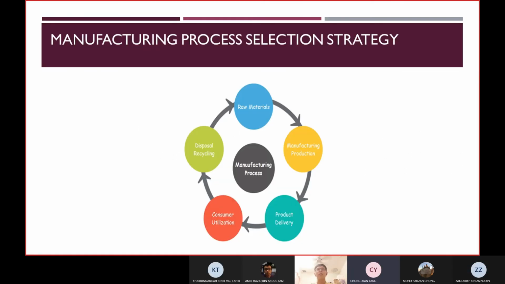As you can see, the raw material is processed into manufacturing production, and then the product delivery will take place after the production stage is done. After that, there will be customer utilization of our product. And last, the disposal and recycling take place before it returns into raw material.